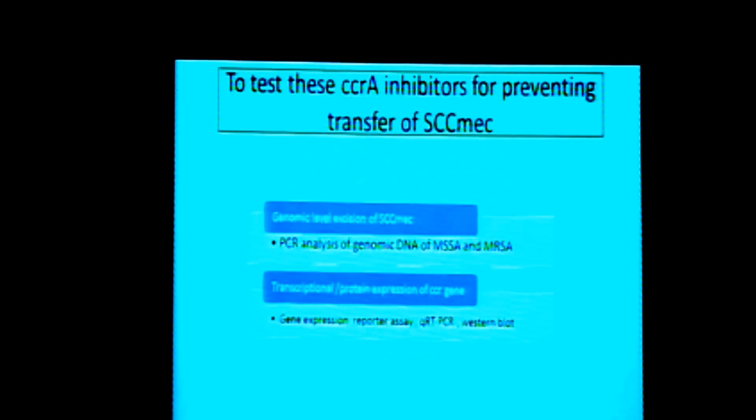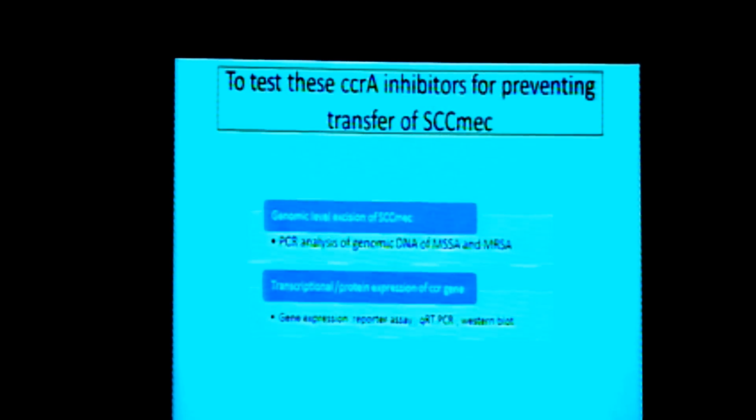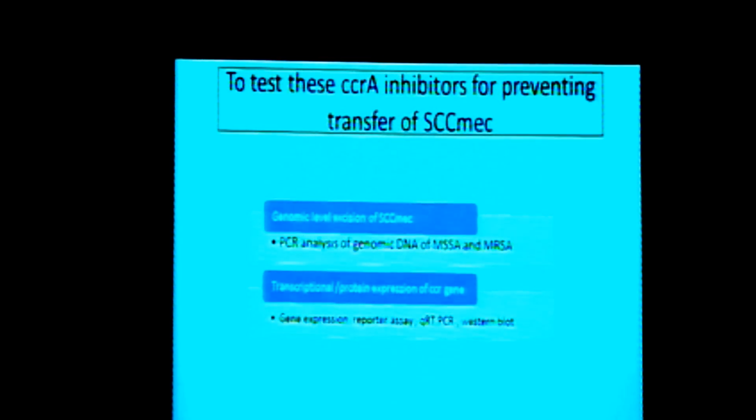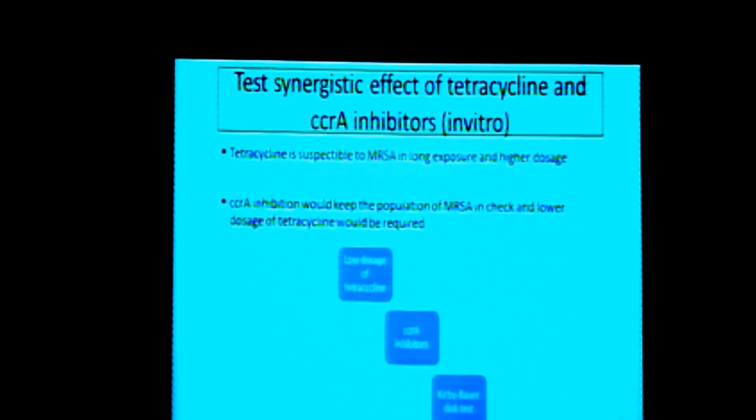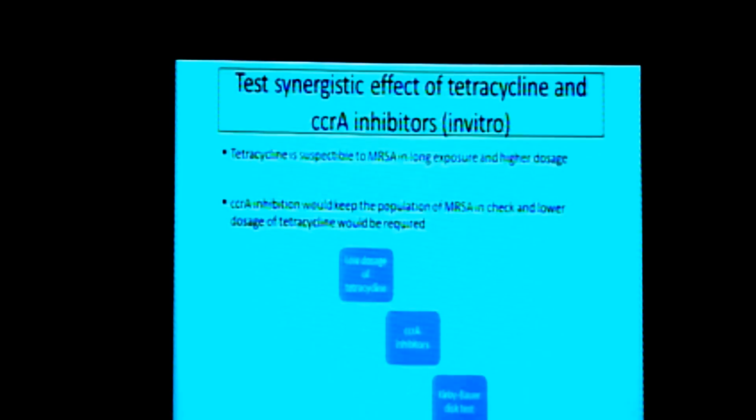And in order to test these inhibitors for preventing the transfer of SCCmec, we could do a genomic level excision study of SCCmec by doing a PCR analysis of the genomic DNA of both the susceptible and the resistant strain, and go for transcriptional and protein level expression of the CCR gene by Western blot, gene reporter assay, and RT-PCR. And in order to validate my hypothesis, if we could control the transfer of this particular resistance gene element, we could check the population of the MRSA, and further, when the population is under control, we could use a specific antibiotic in order to eliminate MRSA.